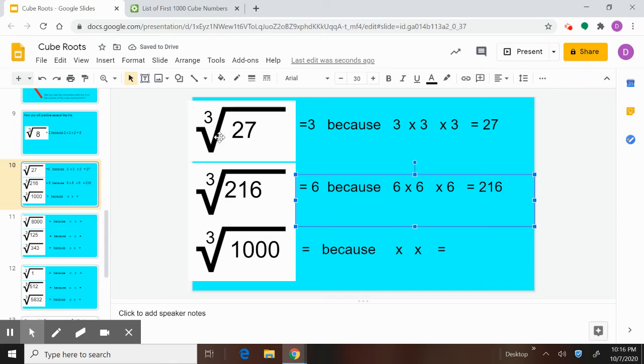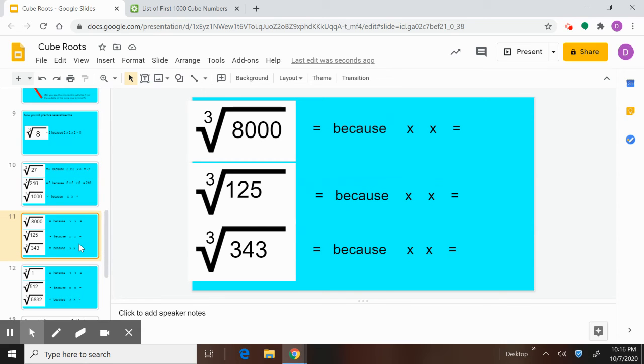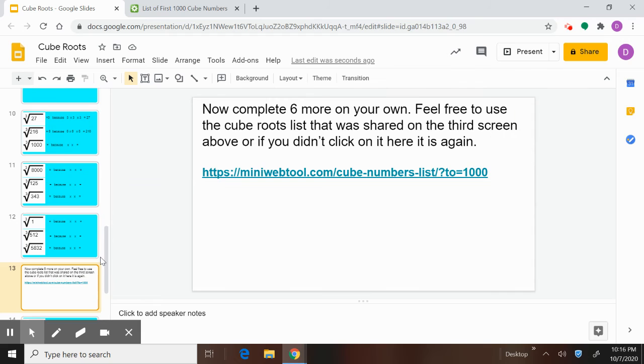You'll complete these: the cube root of 27, the cube root of 216, the cube root of 1000, the cube root of 8000, the cube root of 125, the cube root of 343, the cube root of 1, the cube root of 512, the cube root of 5832. You'll complete all these, and then you'll complete 6 more on your own. Again, you can use that list there.